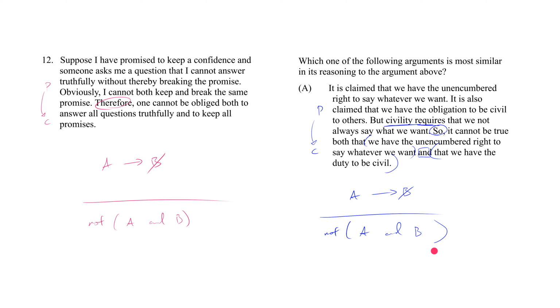This is what it means to have a reasoning structure that's similar. Two different arguments about two totally different things. This is about keeping promises and answering questions truthfully. This is about being civil and the unencumbered right to say whatever you want. Subject matter-wise, two totally different things, but yet they are analogous arguments. That's why this is the right answer.